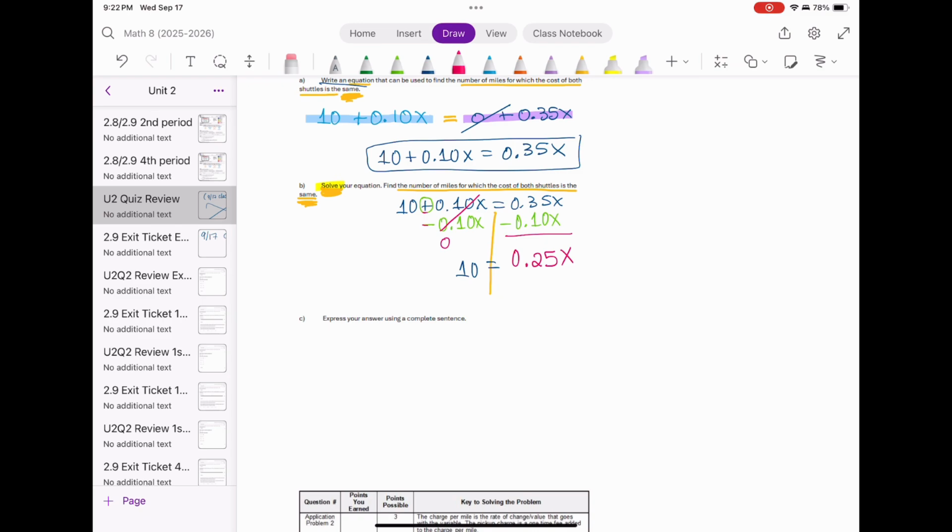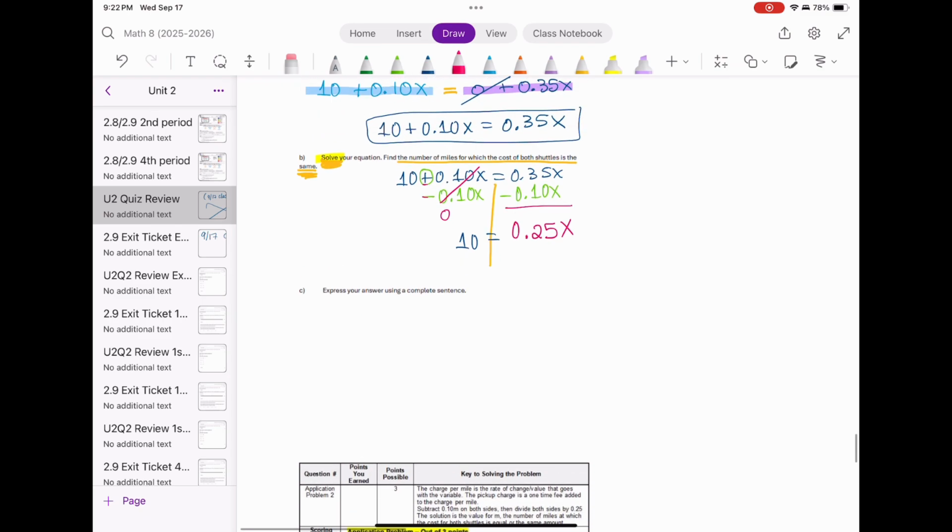And so we have 10 equals 0.25x. Now, I want x by itself. 0.25 is multiplying with x, so the opposite is division. I'm going to divide, and whatever I do to one side, I do to the other. On the right, 0.25 divided by 0.25, that equals 1. So they basically cancel, and you just get x. And on the left, 10 divided by 0.25 is 40.